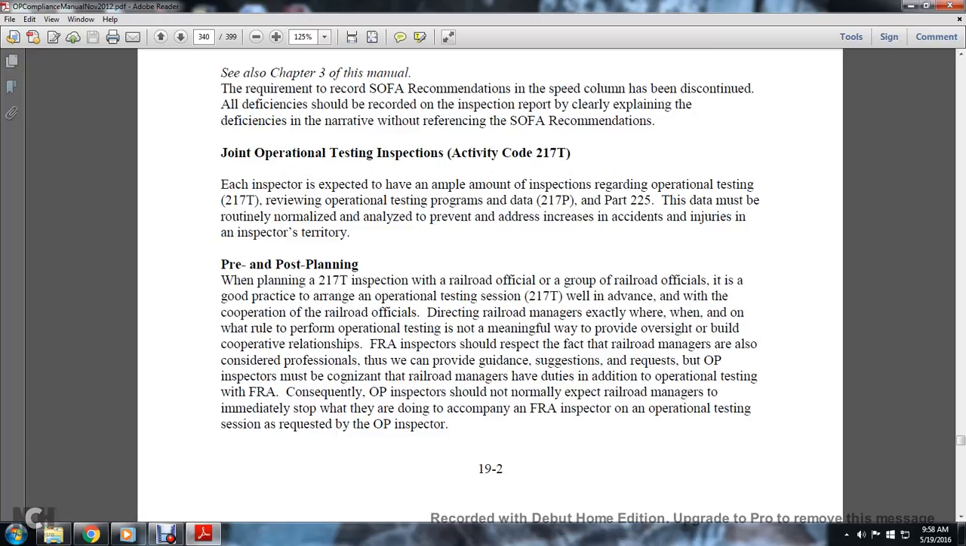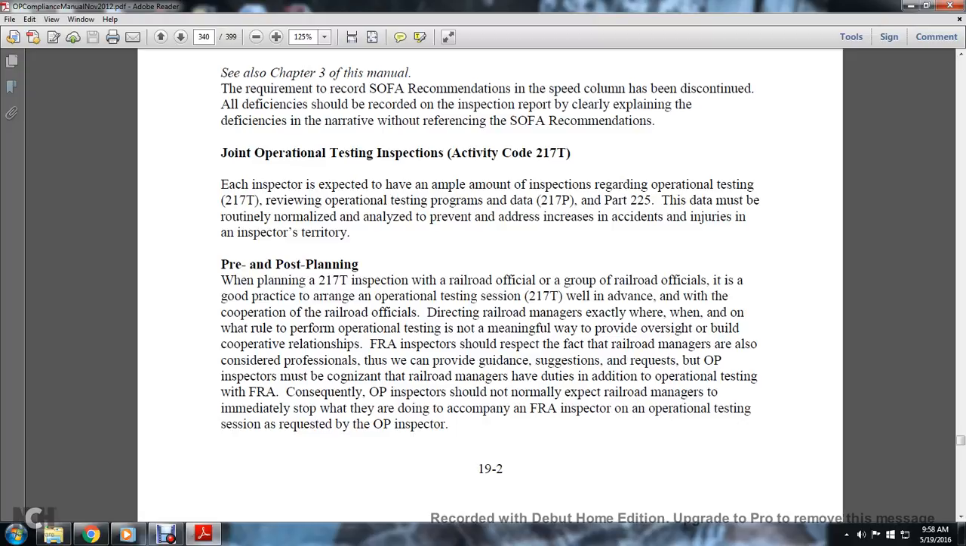Pre and post planning. When planning a 217T inspection with the railroad officials, it is a good practice to arrange the operational testing session well in advance with the cooperation of the railroad officials. Directing the railroad managers exactly where, when, and on what to perform operational testing is not meaningful. The way to provide oversight is by building a cooperative relationship.